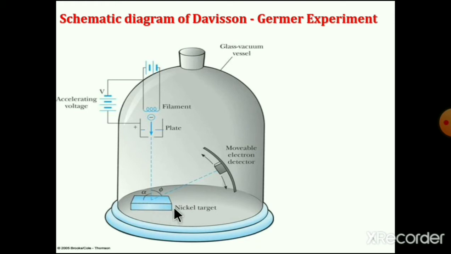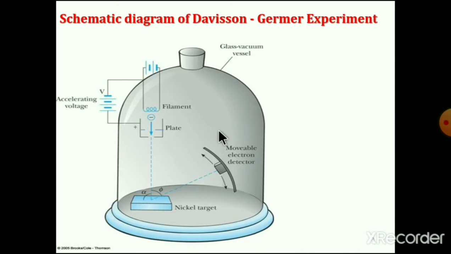The second important part in this experiment is the target, and the target used here is a single nickel crystal. Third is the electron detector. That electron detector is known as a Faraday cylinder. We have to explain these parts one by one. The experimental setup holds that assembly, which is evacuated in a vacuum chamber.